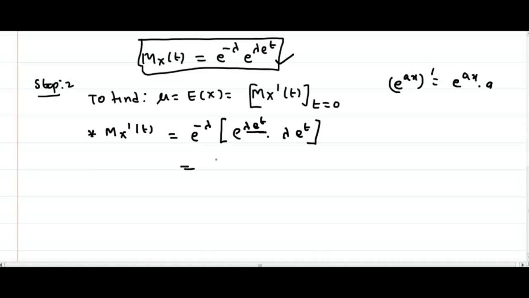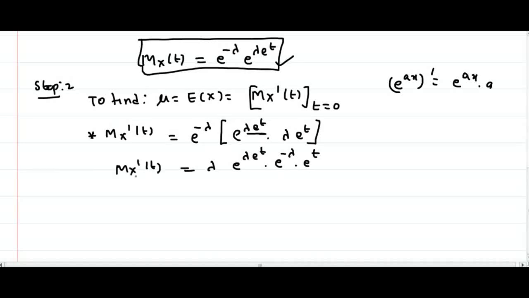So here lambda is constant, you take it outside. Okay, so what is the remaining term? e power lambda e power t into e power minus lambda into Mx dash of t value. Right? So now substitute t equal to 0, so we get the mean value. What is the mean formula? Mu equal to Mx dash of t, substituting t equal to 0 wherever t appears.